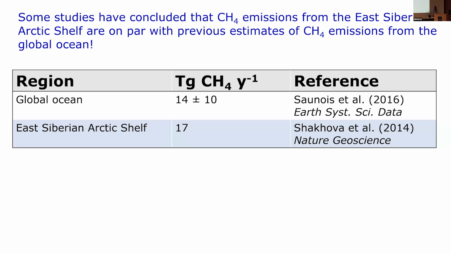Based on these data, they upscaled to the full East Siberian Arctic shelf, and they quantified a flux of methane of 17 teragrams of methane per year. Around the same time, there was an estimate of the global methane budget that estimated total methane fluxes from the global ocean were around 14 teragrams of methane. So it seems like, is the carbon bomb already happening, if this flux is so high and so much higher than we think could be attributed to the global ocean?